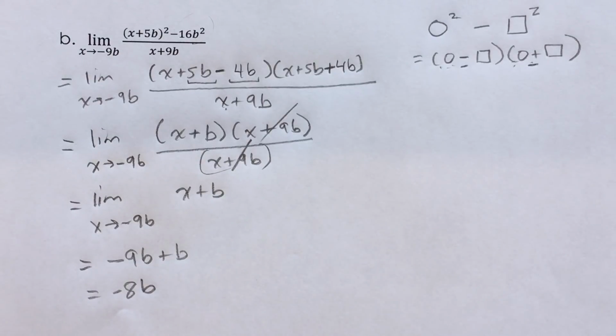So that one, the algebra wasn't quite as bad as a change of variable question or a sum or difference of cubes, but it was different because the limit was approaching negative 9b in terms of a variable, not just a number. And we had to notice that difference of squares pattern to be able to factor it efficiently.